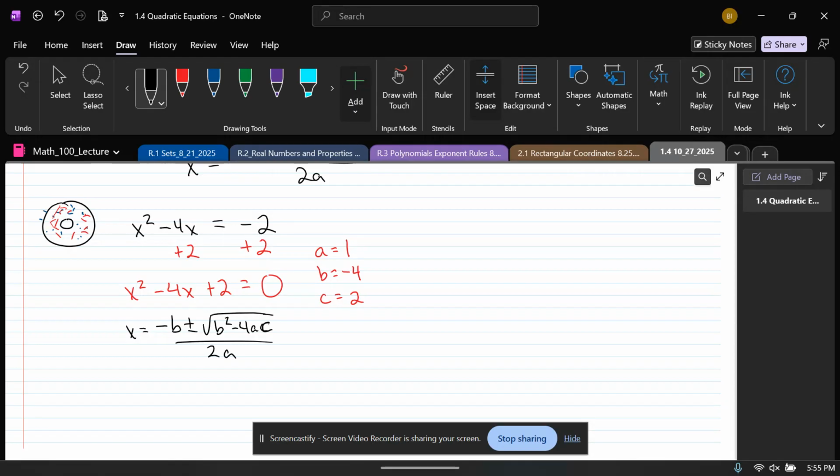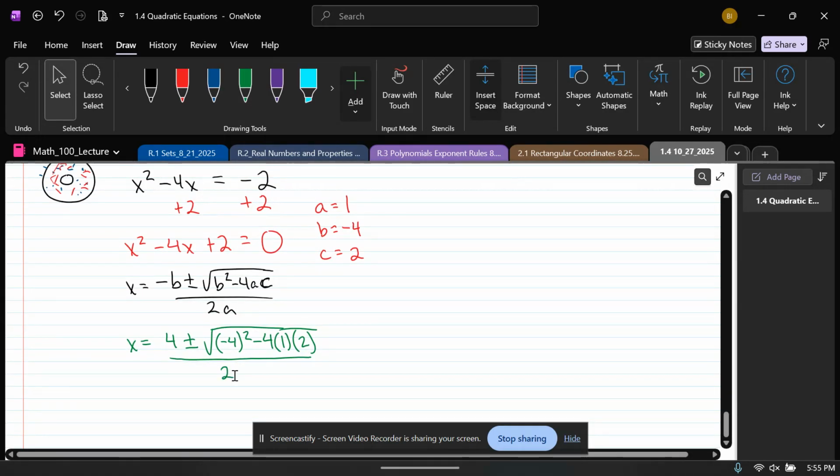Now I'm going to plug in the numbers from my A, B, and C. So the negative B there in the front, negative 4, would be positive 4, plus or minus, then the square root, and I'm going to square negative 4. 4 times A times C, and then all of that is divided by 2 times A.